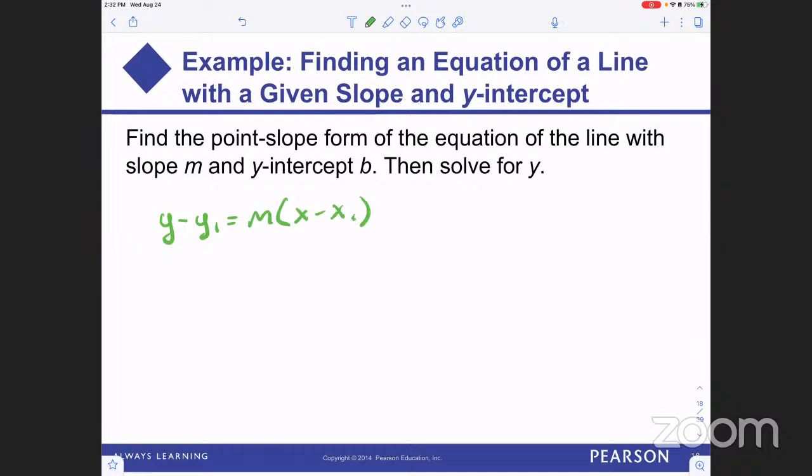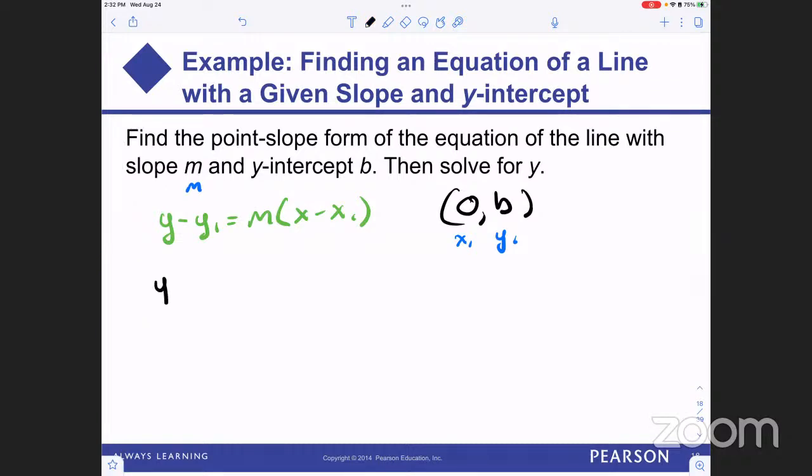Okay, it says the slope is m and the y-intercept is b. So if the y-intercept is b, then that's going to be the point 0, b, right? So what that means, let's make this black, right? So then this can be our x1 and our y1, and then the slope is just m, right? So that's what we're plugging in here, right? Okay.